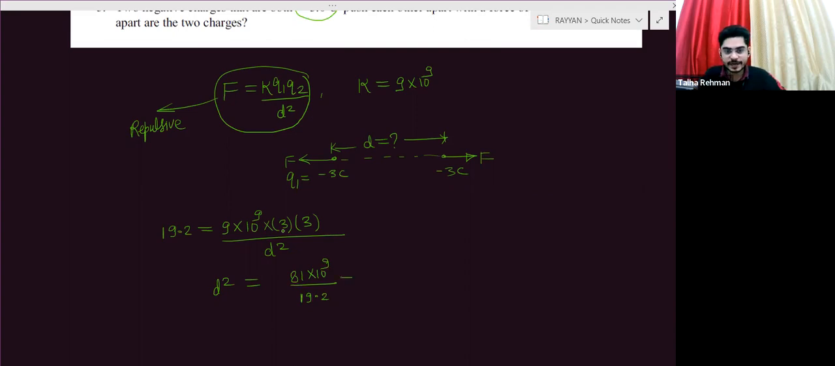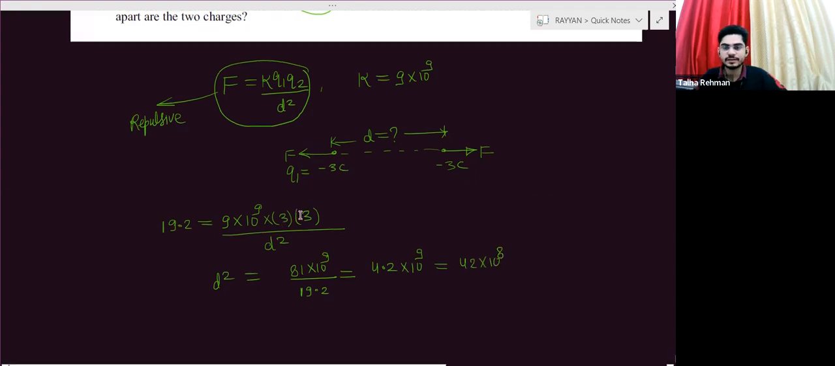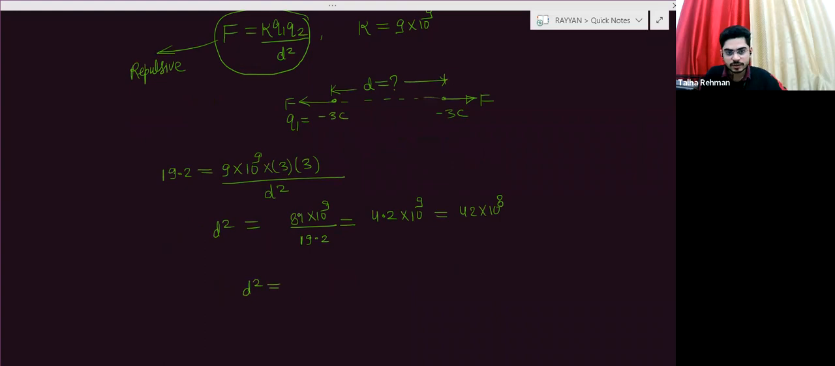When you divide this, you will get 4.2 into 10 to the power 9, and you can write it as 42 into 10 to the power 8. So your d square is equal to 42 into 10 to the power 8. Now can you solve this? Do you know how to take the under root? So the d value will be the under root of 42 into 10 to the power 8.